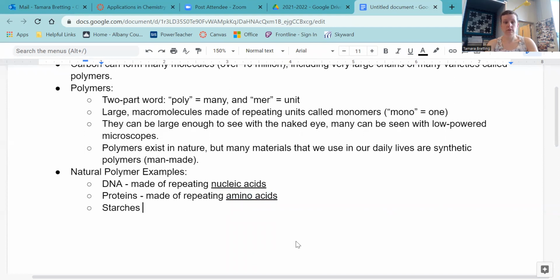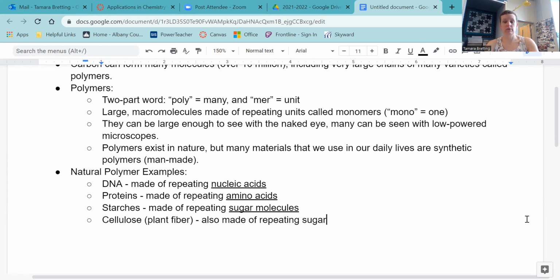Starches. Starches are a common part of a plant. Starches are made of repeating sugar molecules. When you take a bunch of sugars and you string them together and chemically bond them together, you end up with a starch, and the starch is a polymer. The sugars are your monomers. Cellulose. This is plant fiber, just if you haven't heard of cellulose before. This is also made of repeating sugar molecules.